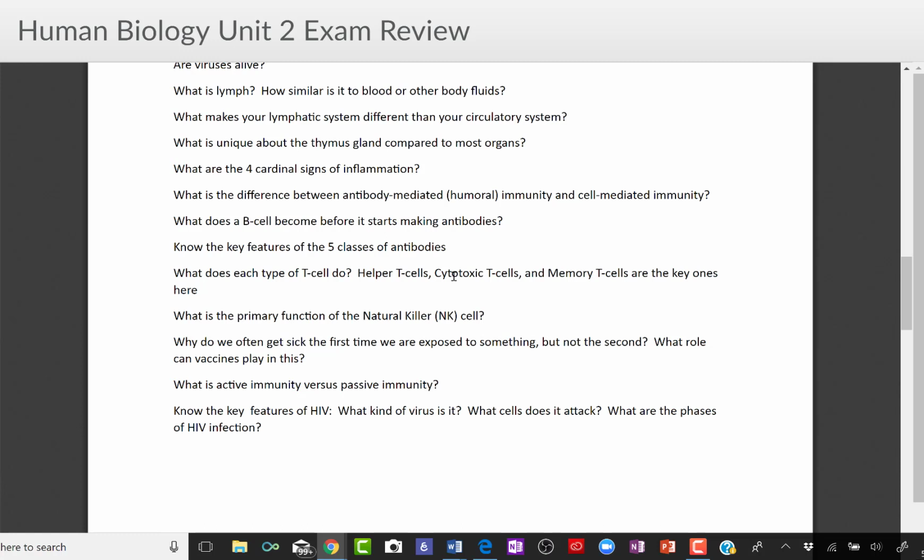Now, what's it do? The thymus gland is where your T cells mature. So they're called T cells for a reason. T cell means thymus-dependent cell, whereas B cells are bone marrow dependent.